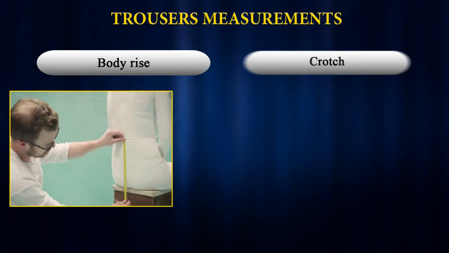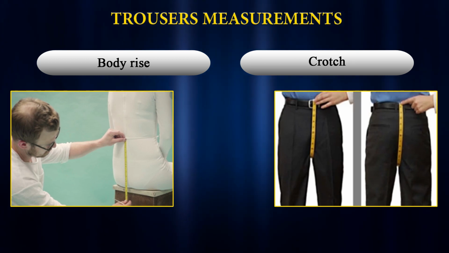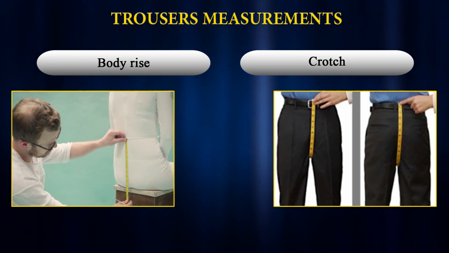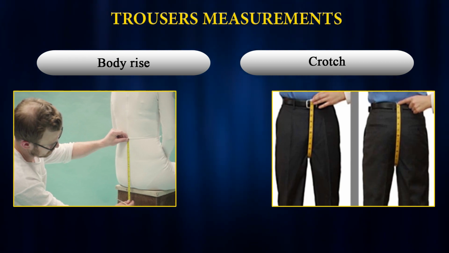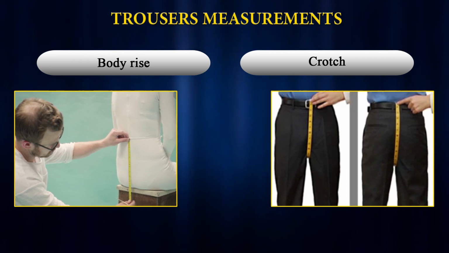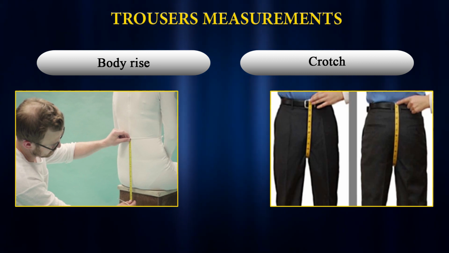Then when we are making a pant or a trouser, we need to take some different measurements for a good comfort of the trouser. The trouser is something in which we have to sit, and while sitting and getting up, it should be very comfortable. So for the trouser we also measure the body rise.